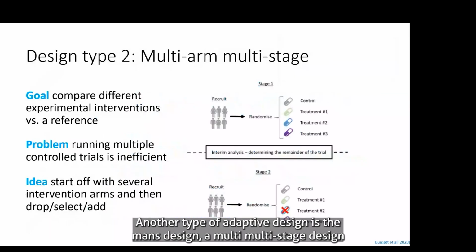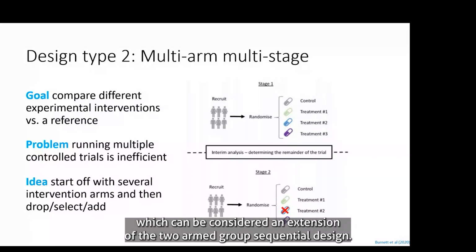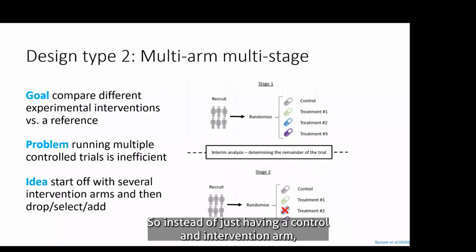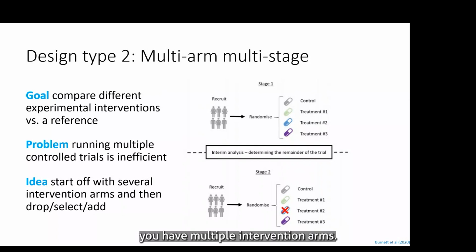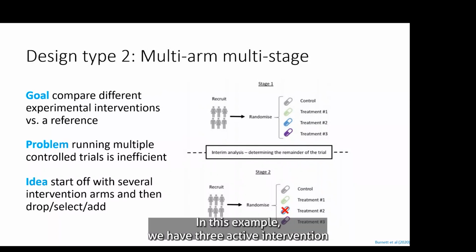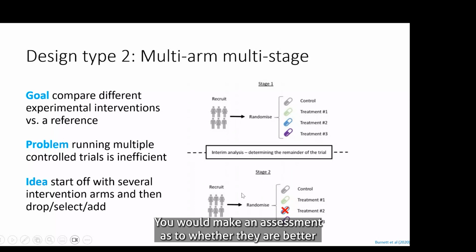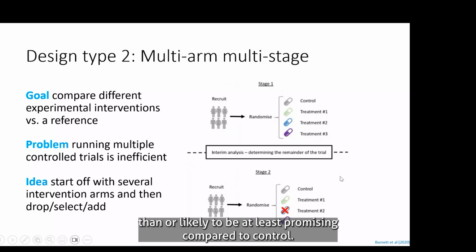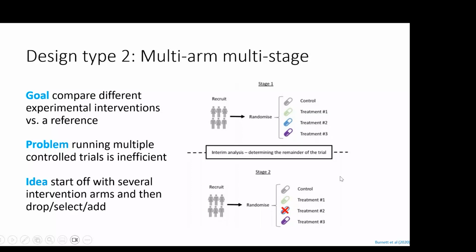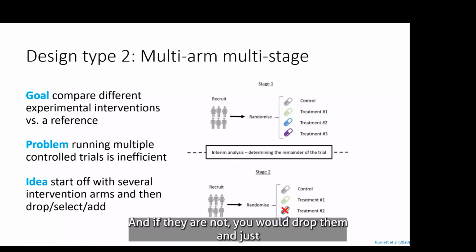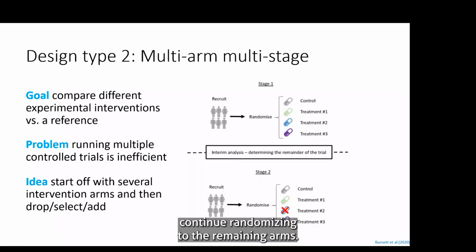Another type of adaptive design is the MAMS design, the multi-arm, multi-stage design, which can be considered an extension of the two-arm group sequential design. So instead of just having a control and an intervention arm, you have multiple intervention arms. In this example, we have 3 active intervention arms, and at an interim analysis, you would make an assessment as to whether they are better than or likely to be at least promising compared to control. And if they are not, you would drop them and just continue randomizing to the remaining arms.